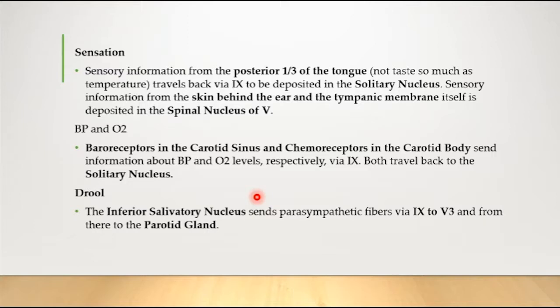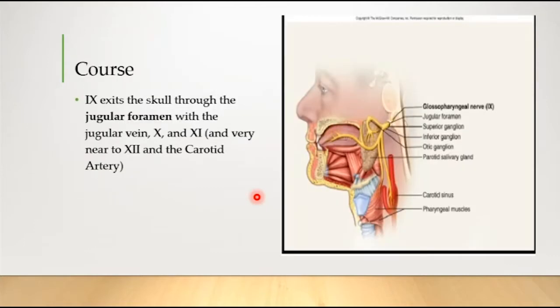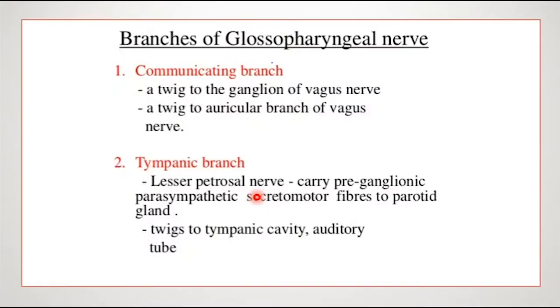It has the inferior salivatory nucleus that sends parasympathetic fibers via this nerve to nerve V3, which is the mandibular branch of the trigeminal, and from there to the parotid gland. So it exits the skull through the jugular foramen, together with the jugular vein, cranial nerves 10, 11, and also near 12, and also near the carotid artery. So they are in close association.